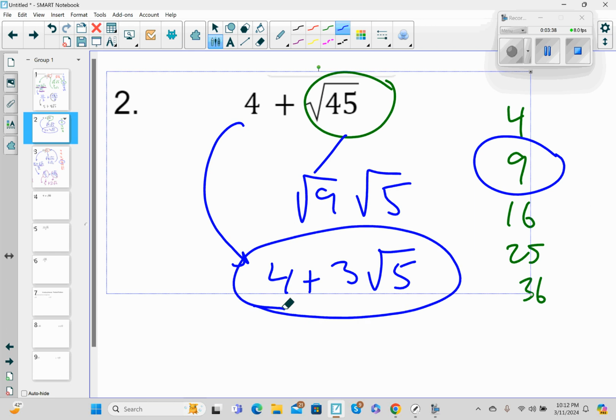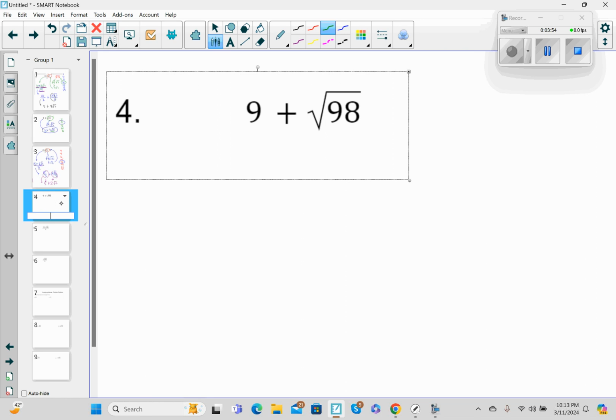That's all you can do here. These cannot be combined. The reason you can't add them together is because this is 3 square root of 5, and this is just the number 4. So you're not allowed to add these things because one has the radical 5 attached to it and the other number doesn't. Let's go try another one.